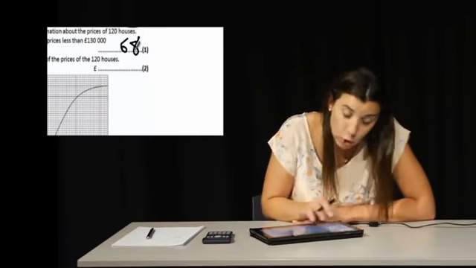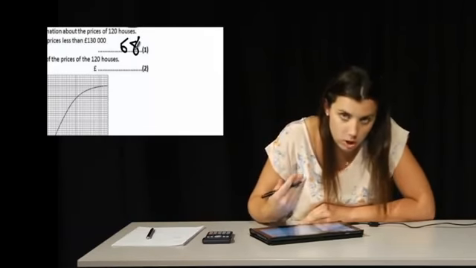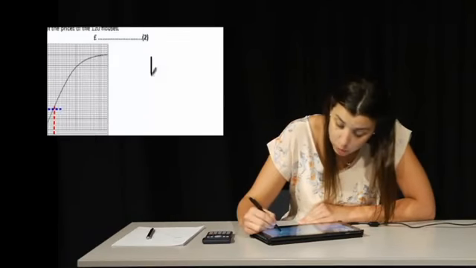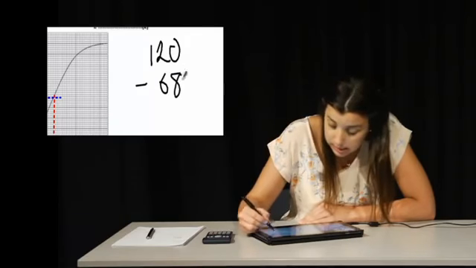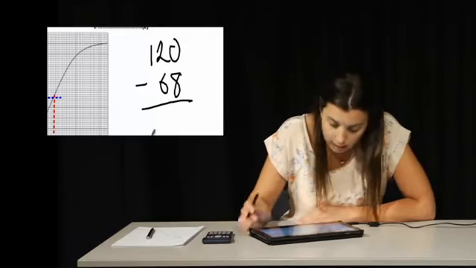However, that question could have been asked for the number of houses that are more than 130,000. At which point we would have to do 120, the total, subtract 68 to find the number of houses that are more than. So be aware of that.